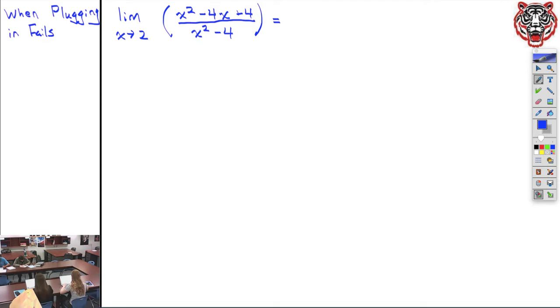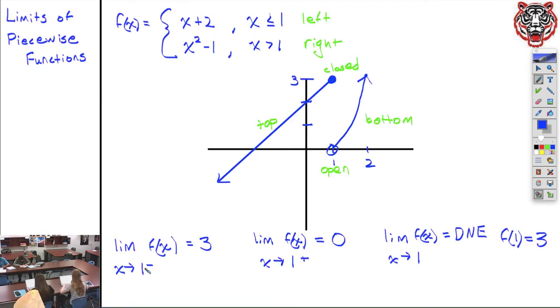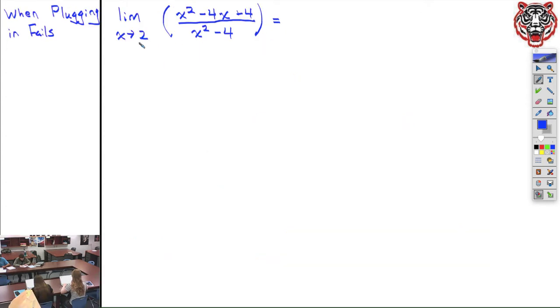Just like we were doing before where we were plugging in the point that we were approaching, we're going to plug in this number to the top and the bottom. So go ahead and do that. It shouldn't take too long. Let's divide by 0. Ben immediately sees it. So I'm not even going to do the top. I'm just going to do the bottom because that's where the problem is. 2 squared is 4. 4 minus 4. So we get something over 0.